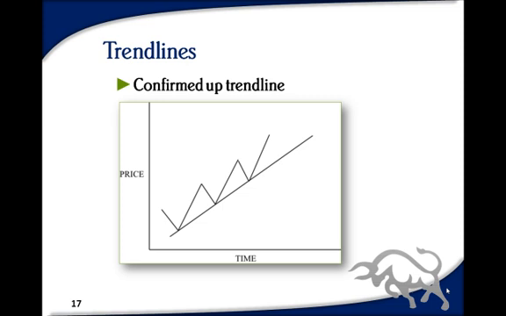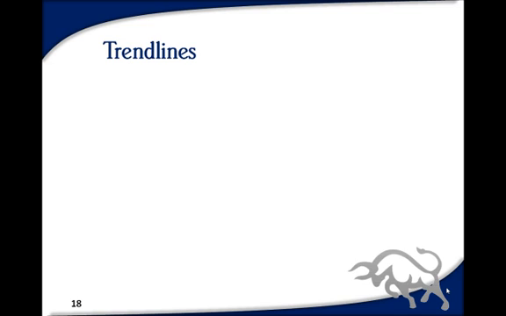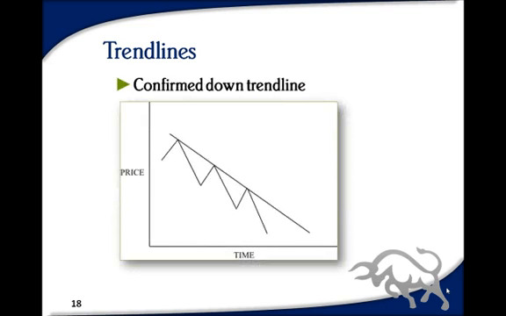The same thing applies when we have a downtrend. So in this case, we put the line across the peaks. So for each successive lower peak, you can draw a line connecting them. If you draw a line, so that's a confirmed down trend line.